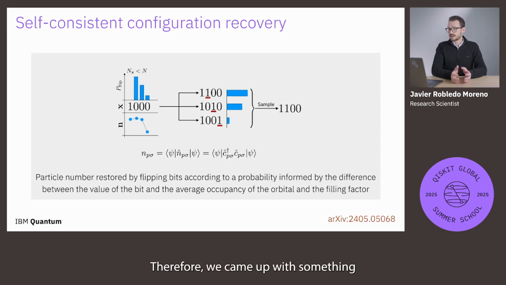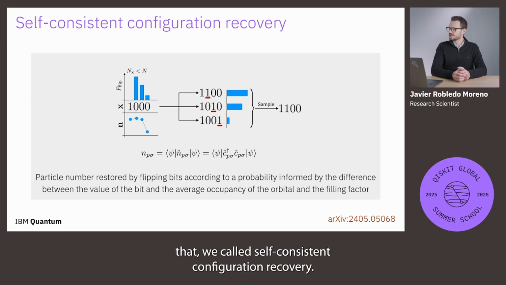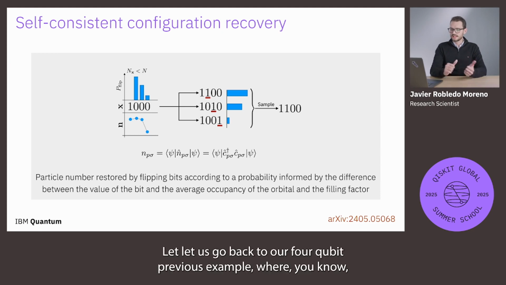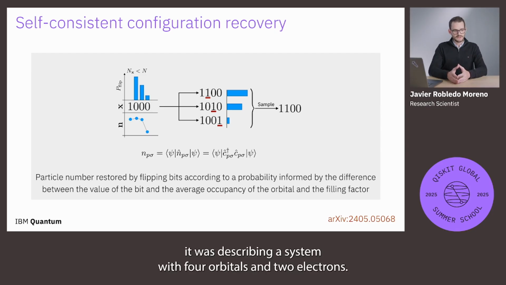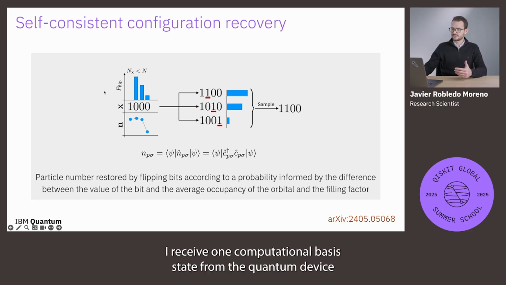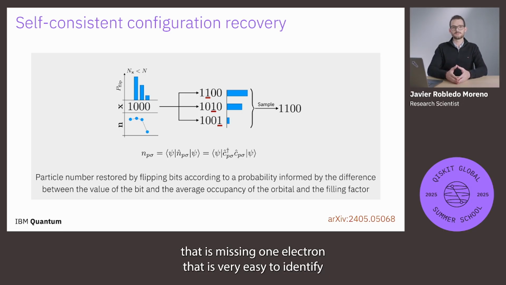Therefore, we came up with something that we call self-consistent configuration recovery, and it actually has a very simple intuition. Let us go back to our 4-qubit previous example, which was describing a system with 4 orbitals and 2 electrons. Now, imagine that because of the effect of noise, I receive one computational basis state from the quantum device that is missing 1 electron.